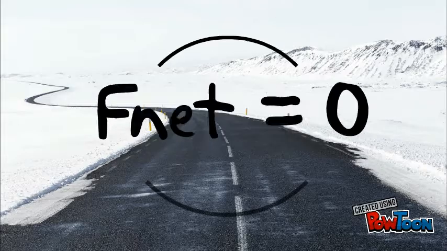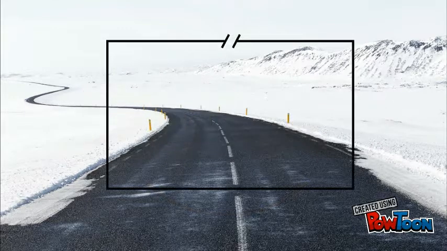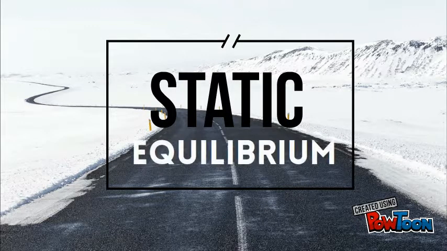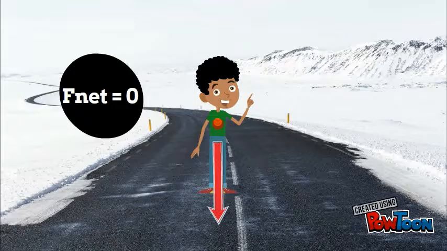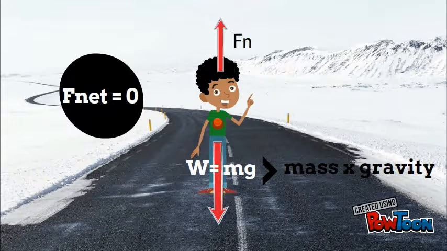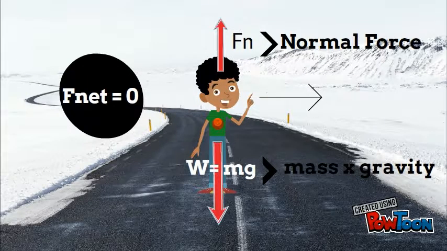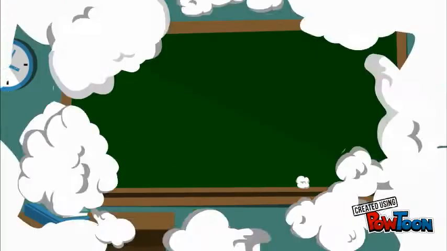The condition F net equals 0 must be true for static equilibrium, where the object's velocity is 0. The motionless person is in static equilibrium. The forces acting on him add up to 0. Both forces are vertical in this case.